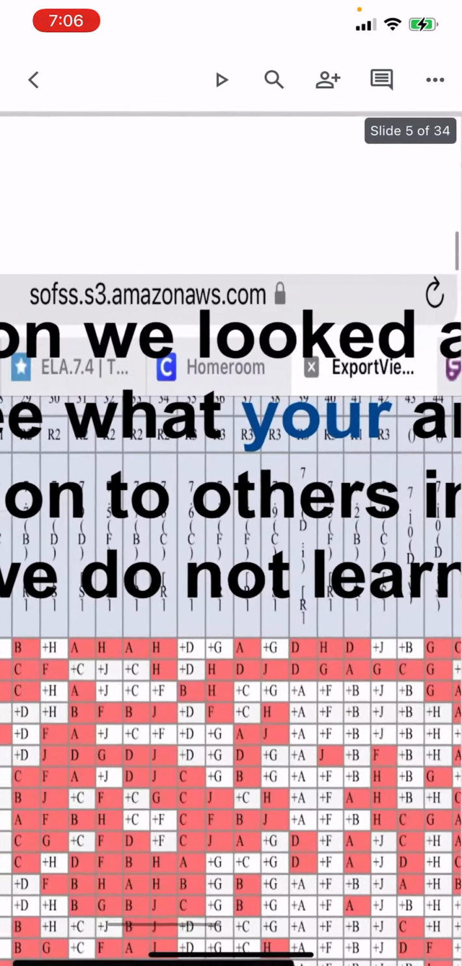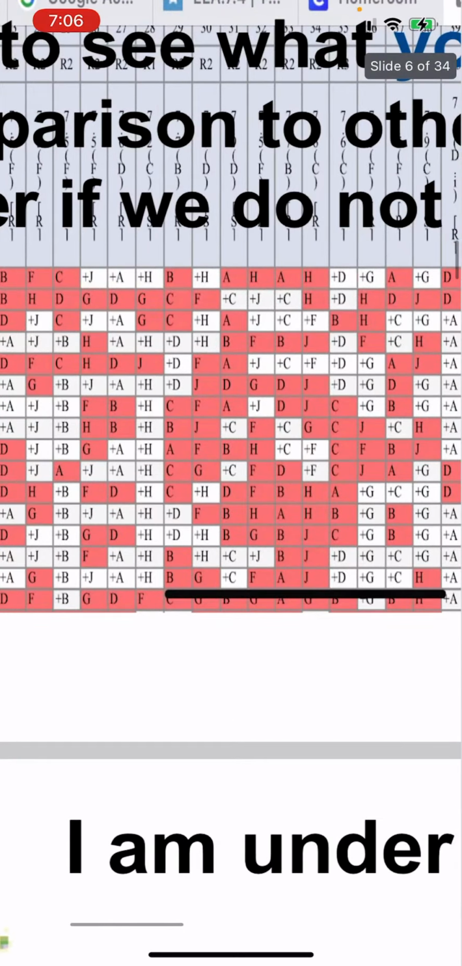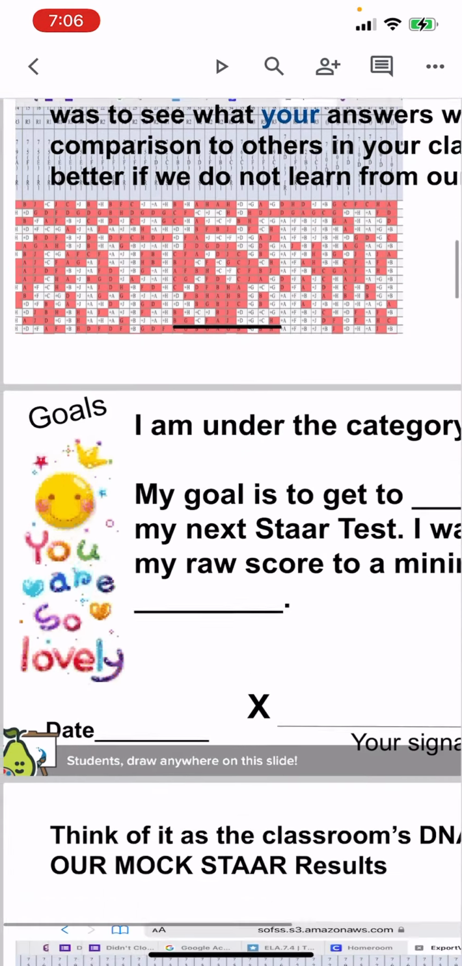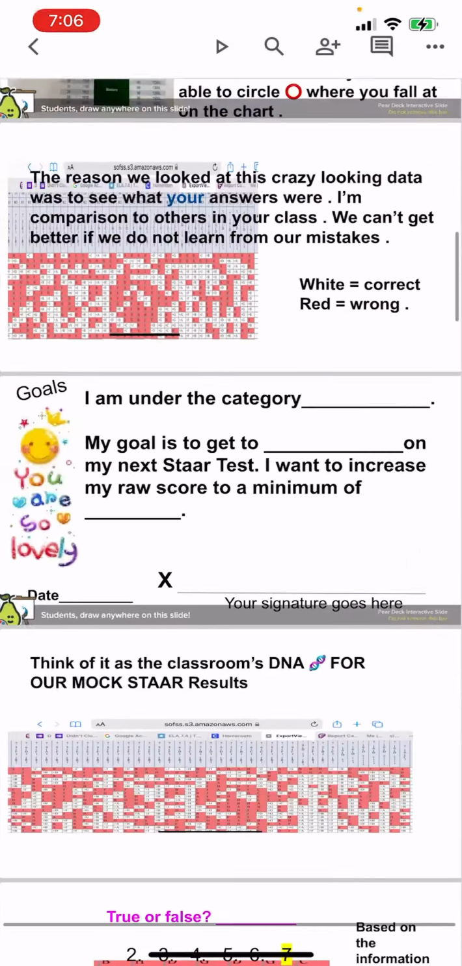The TEKS at the top, what are they? The red and the white. The white ones are the correct answers. Red ones are the wrong answers. This is like their classroom DNA. I had them come up with goals. Well, this is where we ran into the problem.